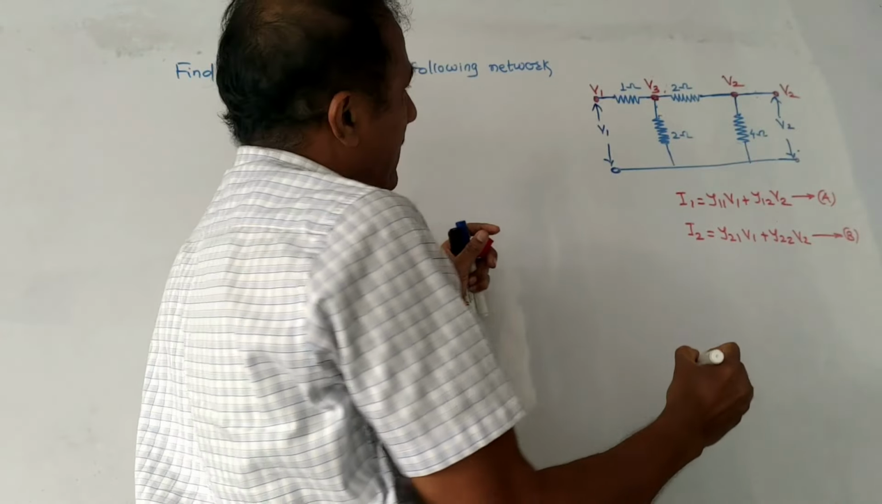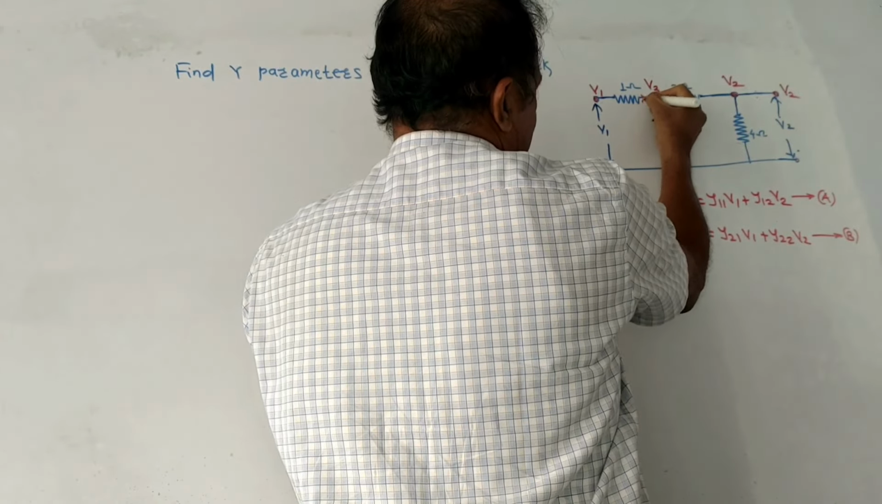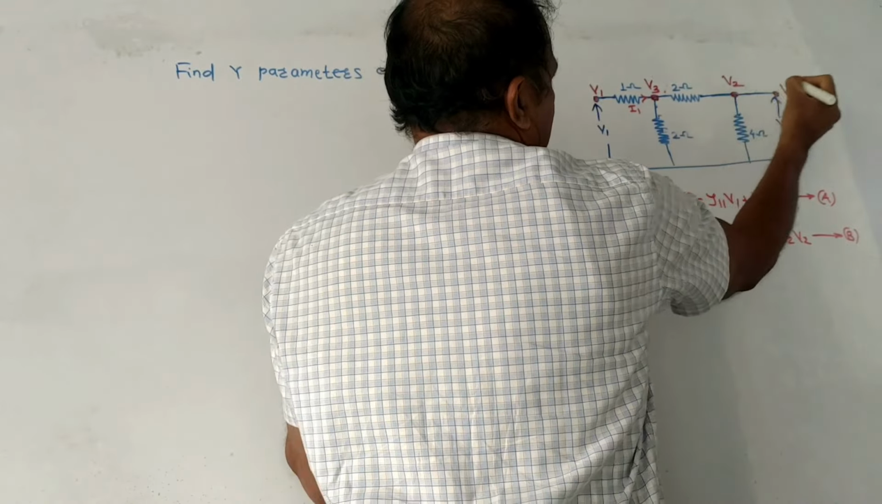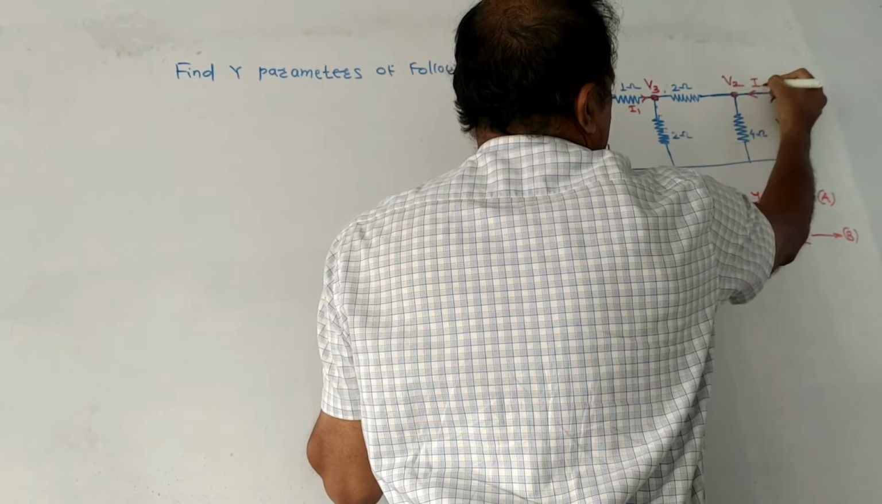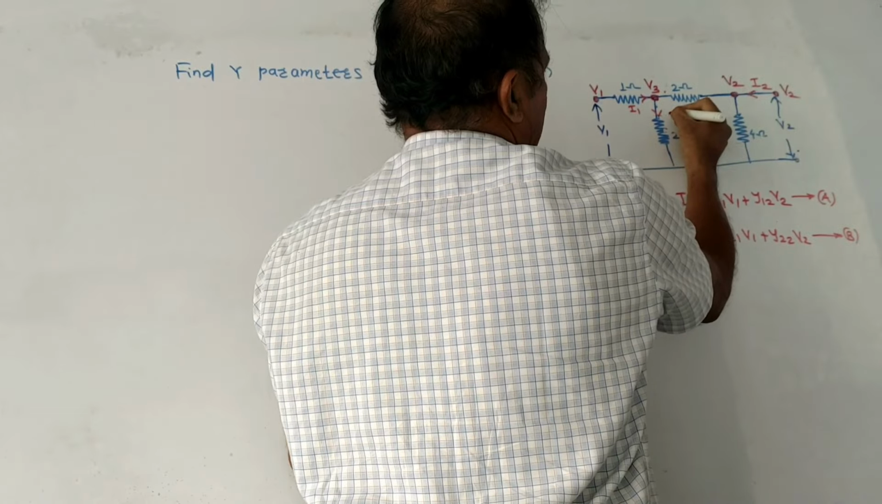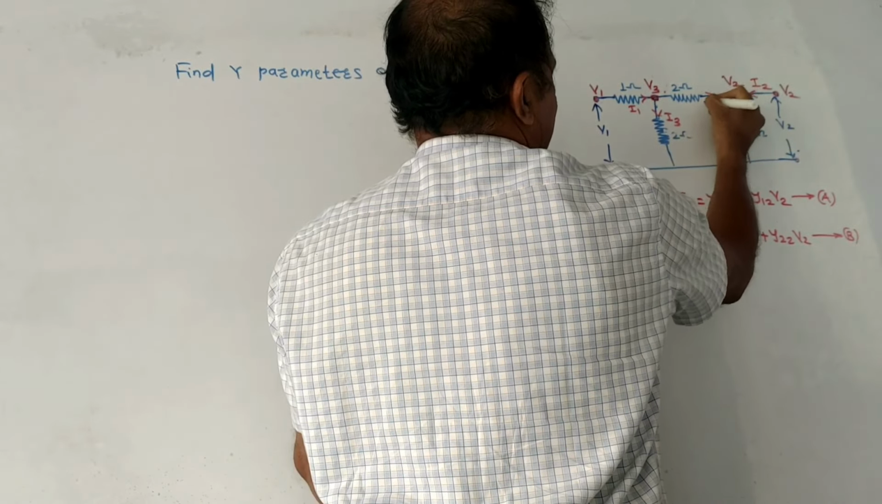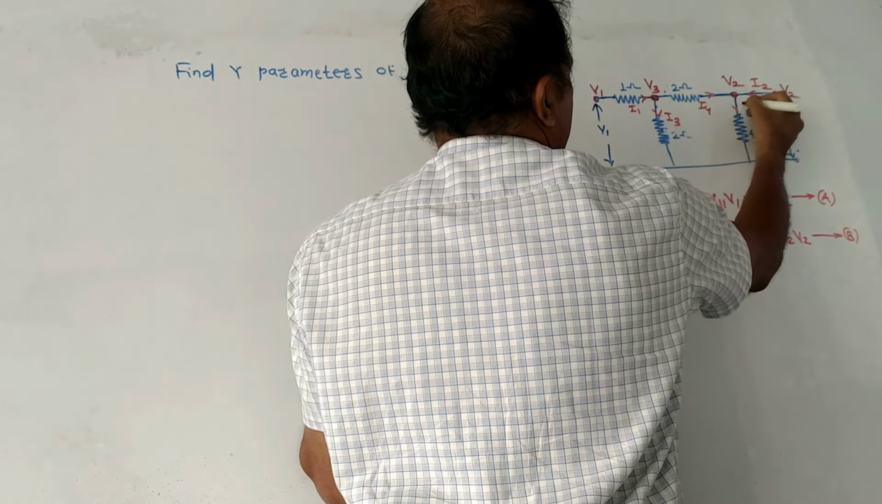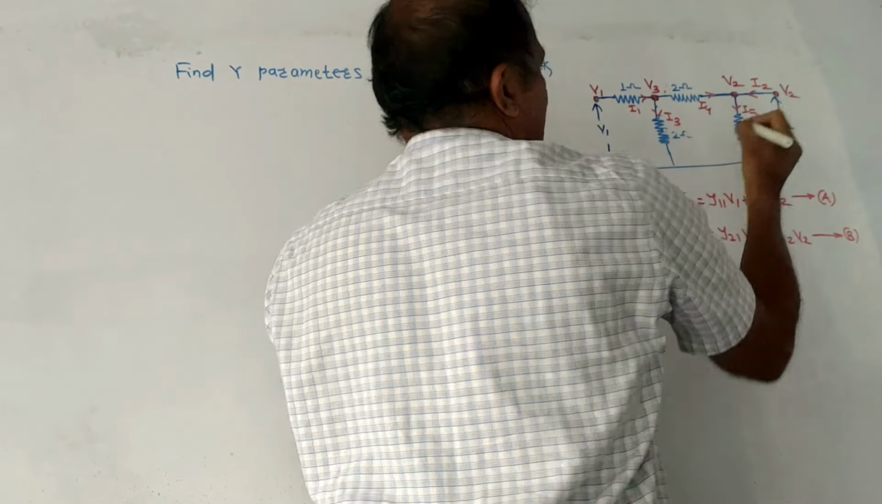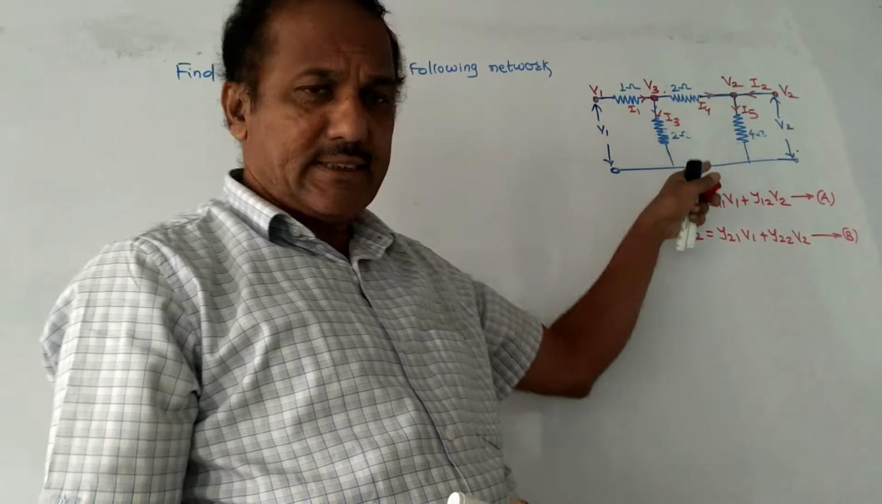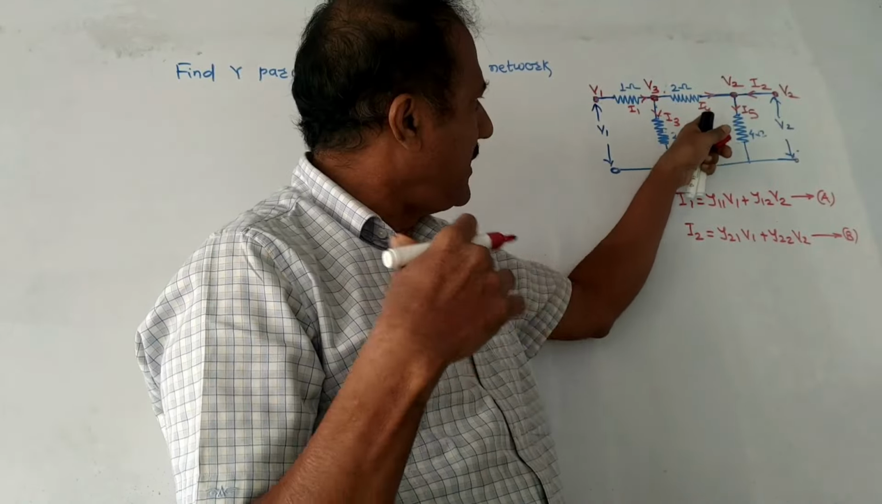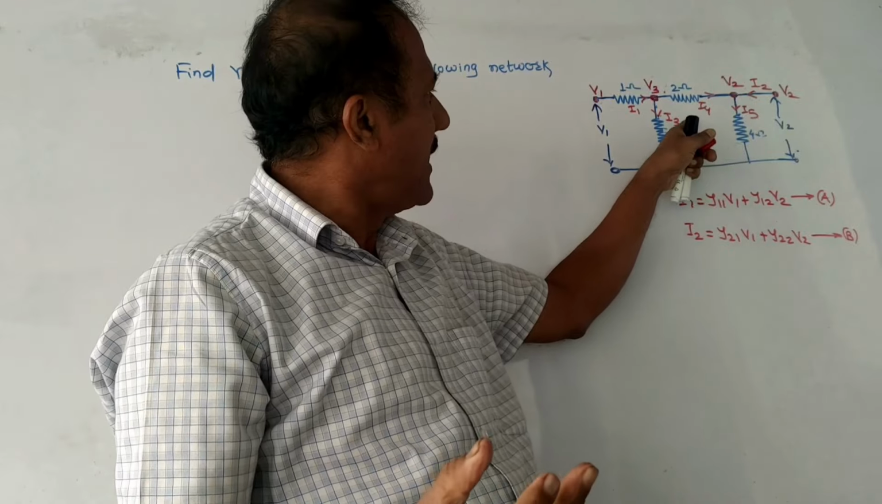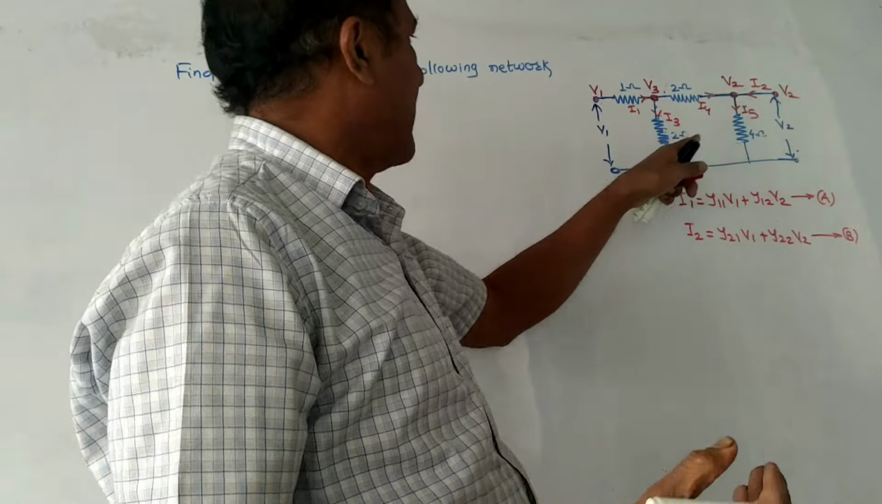Let us mark different currents. We know that at input, this current is I1. Then from the output side, this current is I2. For different branches, mark currents, say I3, I4 and I5. As we discussed earlier, the notations are immaterial. You can well make use of any other notations, and the directions are also immaterial.